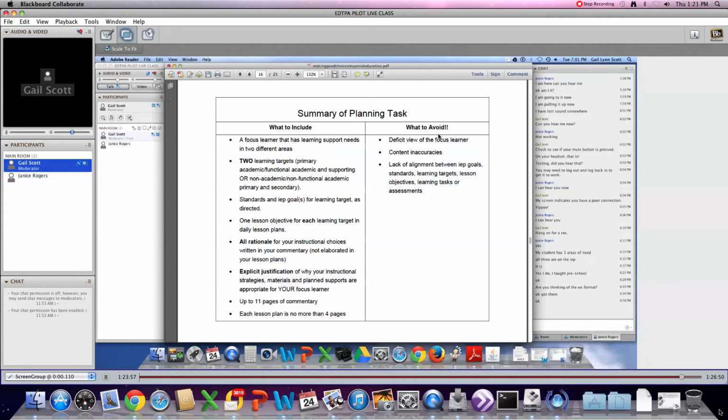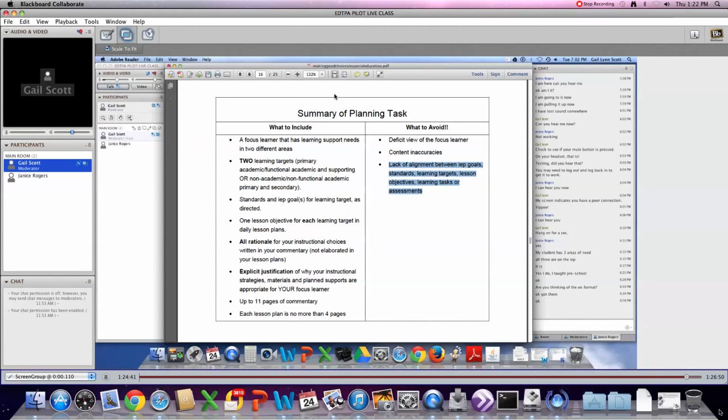Okay, there's a quick summary. Do not spend a lot of time focused on what the learner can't do. Make sure you are teaching correct content. I had a student teacher last year who incorrectly taught possessives. Don't do that. Make sure that the IEP goal matches the content standard, which matches the learning targets, which match the learning objectives, which match the learning targets and the assessments. Make sure you're all talking about the same thing.